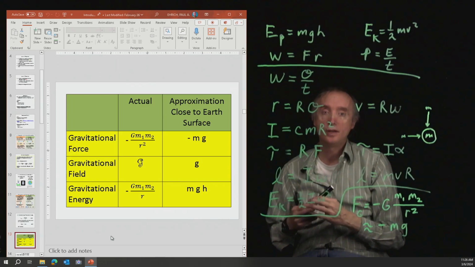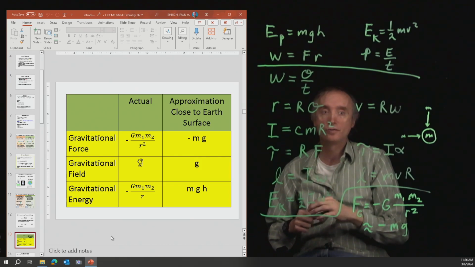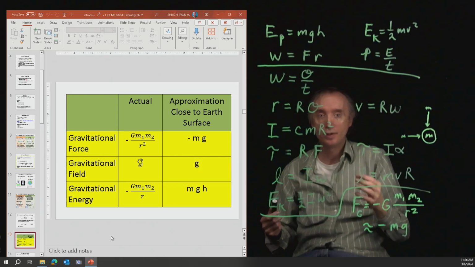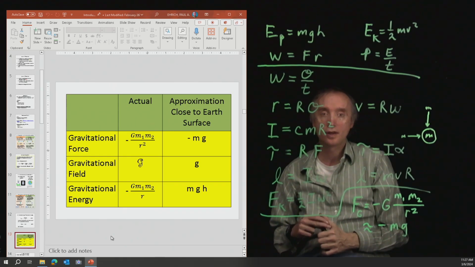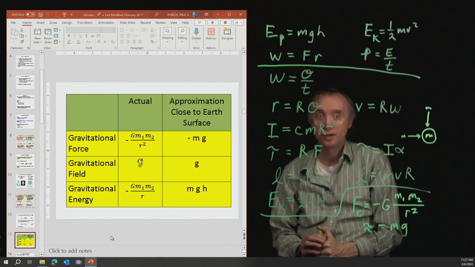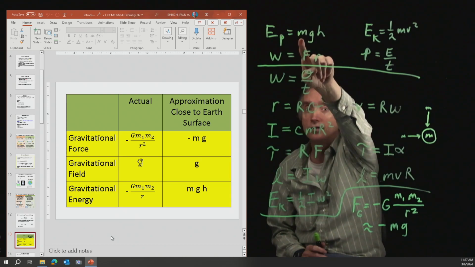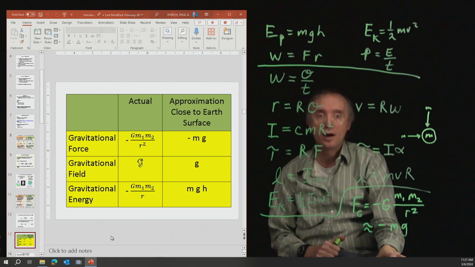And then the gravitational field, big G, which is true for anywhere, can be approximated by little g when you're on the surface of the Earth. And then the third one is saying that the potential energy can be approximated by this formula up here. So on the exam, you're not going to be doing anything with this formula here. Okay, but you will be asked questions about the gravitational force.